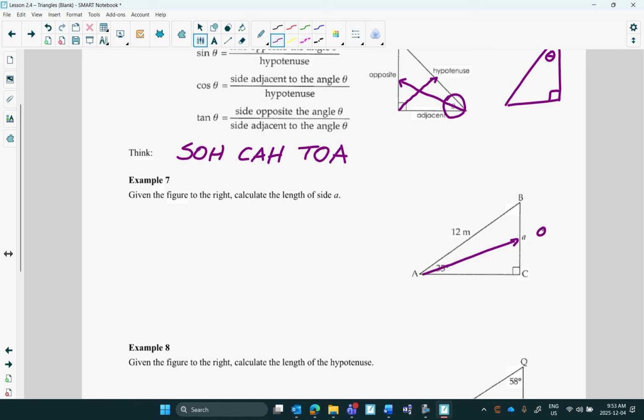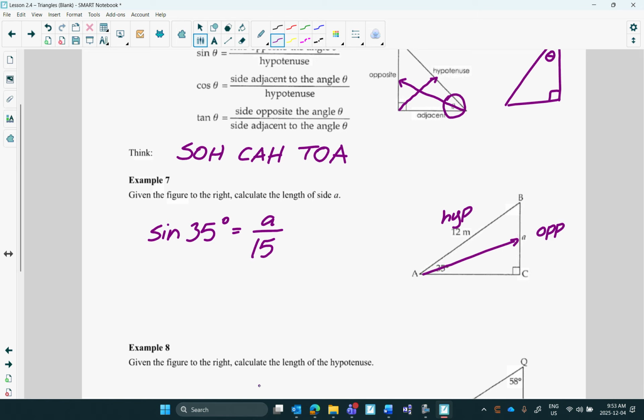Opposite. Sorry, I didn't hear you. What's the name of this side? Hypotenuse. Which means, what trig ratio do we use? Sine. So how do we set it up? Sine of whatever the angle is, and what's the angle? 35 degrees will equal the opposite side length, which in this case is called A, over the hypotenuse length, which we know is 15.